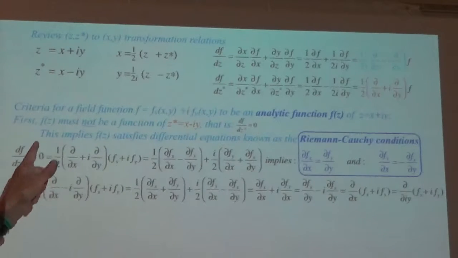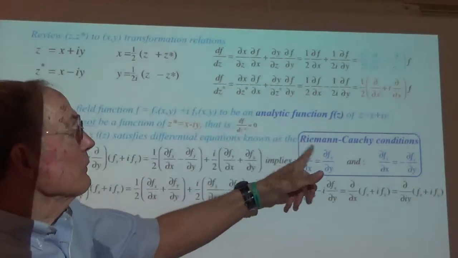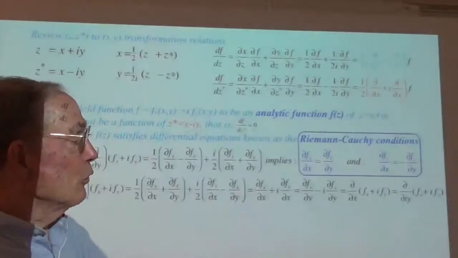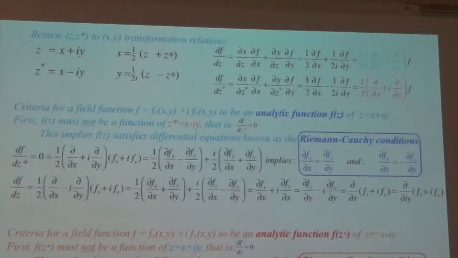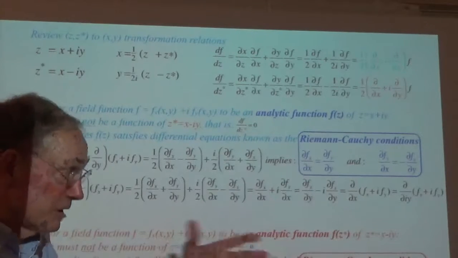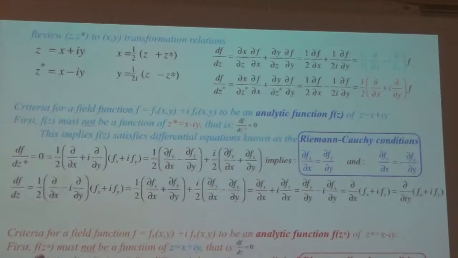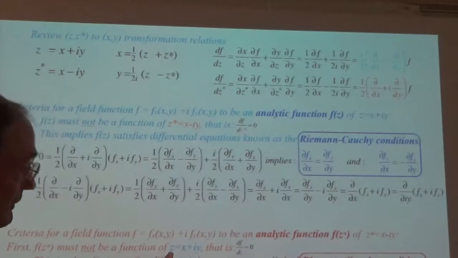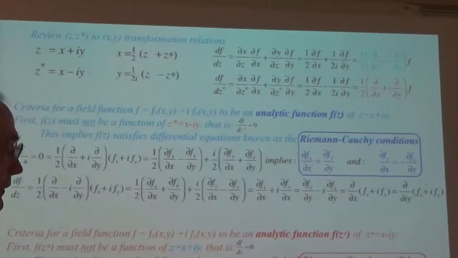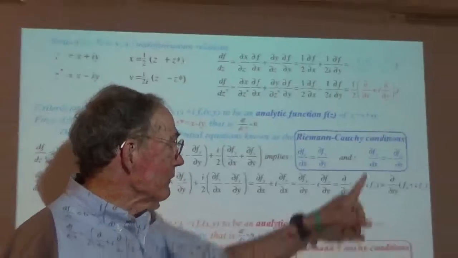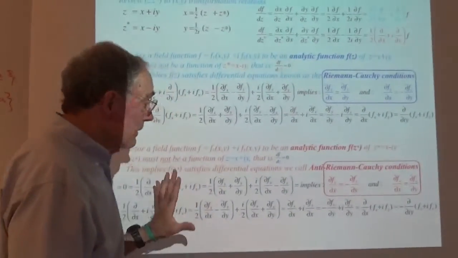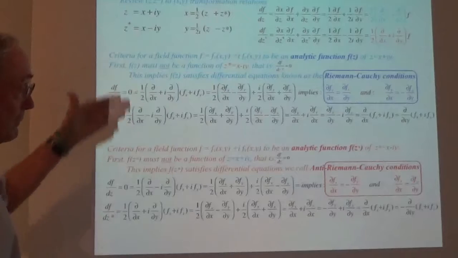And that in turn implies that it satisfies the differential equations that we just stated, Riemann-Cauchy. And here's the sort of proof for it. Now, we're playing both sides of the street here, if you want. You can have your field be a function of z star. In fact, that's what we work with. Then it must not be a function of z. This derivative has to go to 0. That turns into what I call the anti-Riemann-Cauchy conditions, the flips of these. So you can play that side of the street if you want to. Go either way.